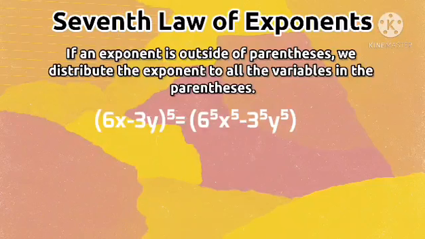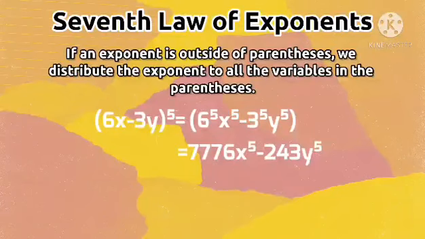When simplified, we get an answer of 7,776 multiplied by x to the power of 5 minus 243 y to the power of 5.